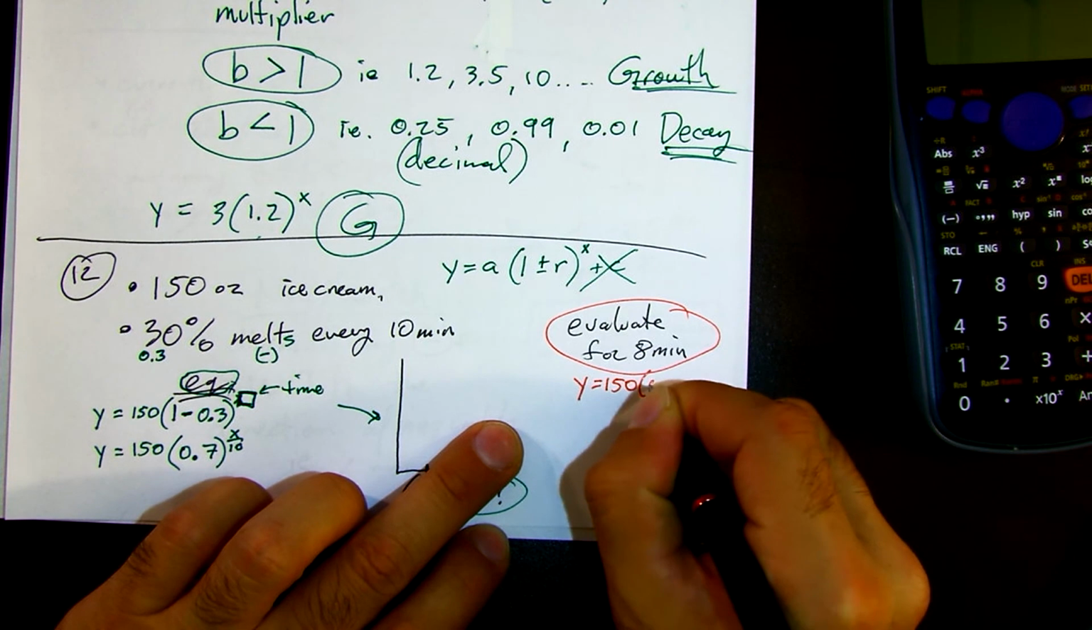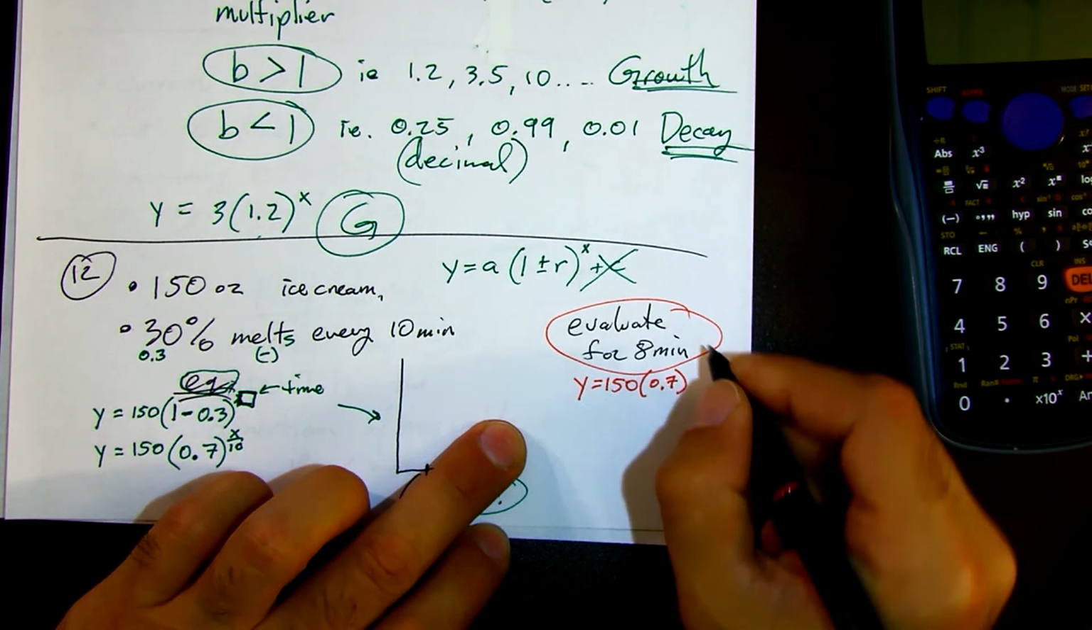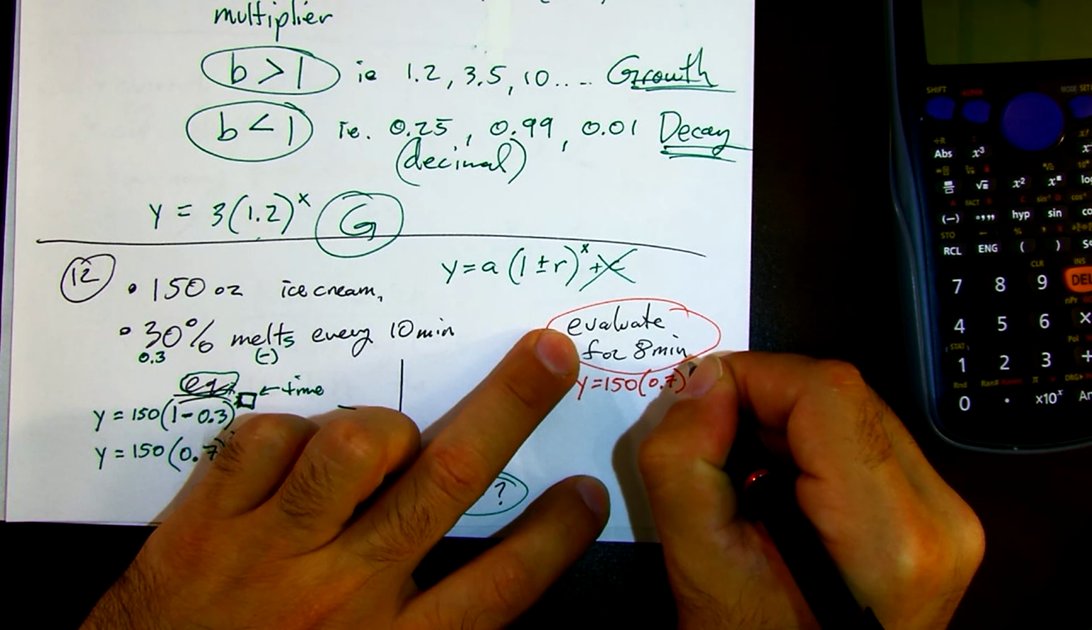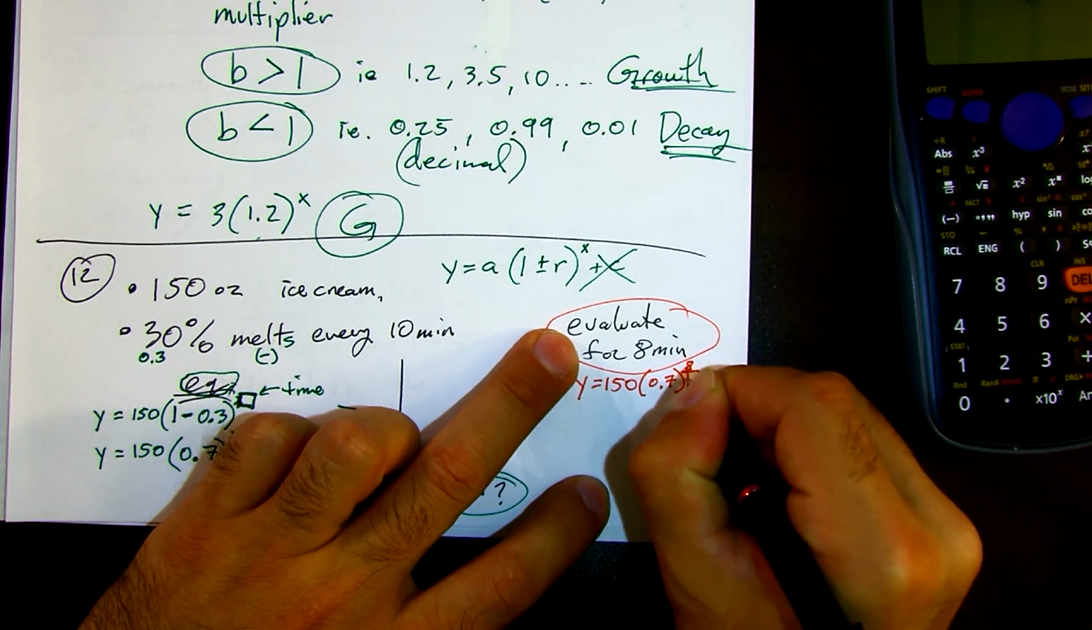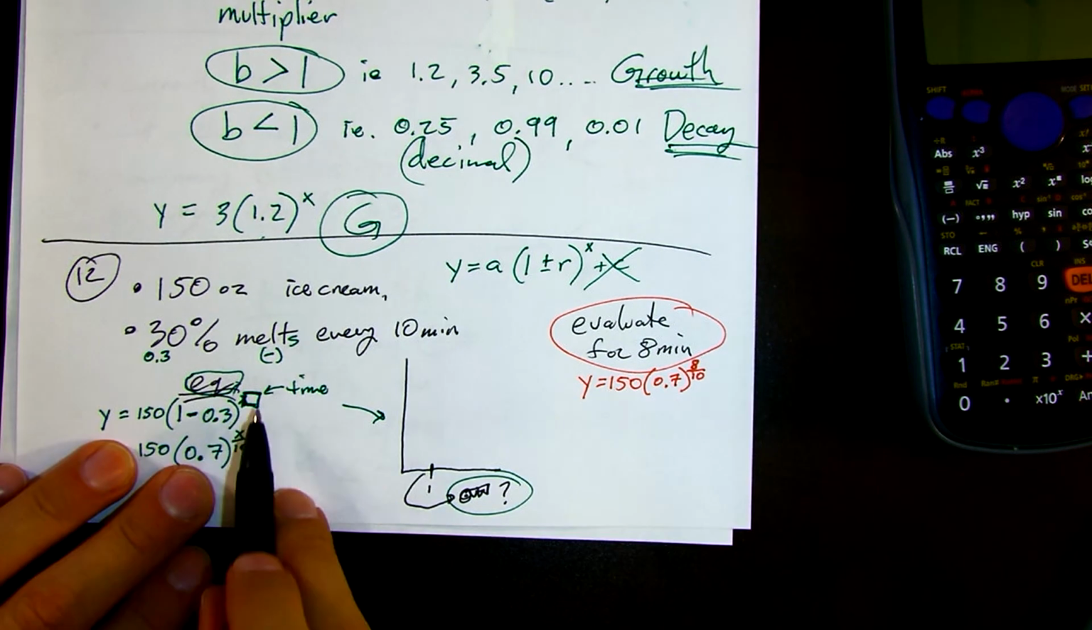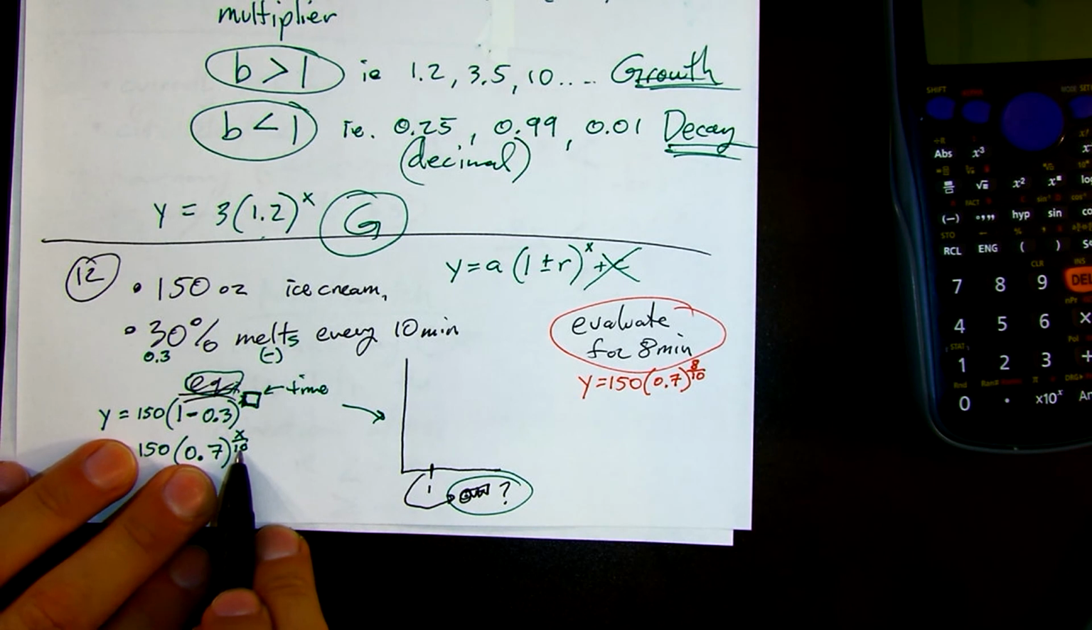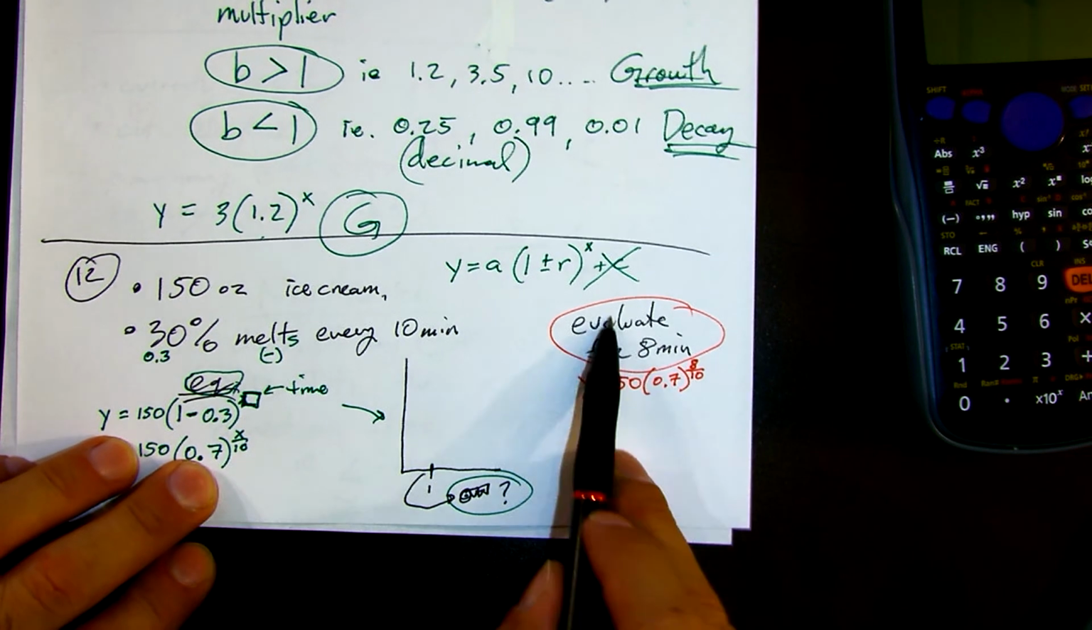Now the next step over here, that was finding the equation. That's like the first step. The next step is evaluate for 8 minutes. So I don't need to do the graph for this. It didn't ask for that. I'm going to bring over this equation.